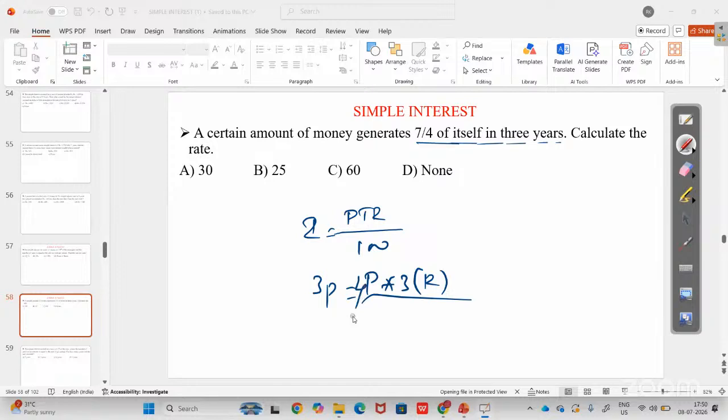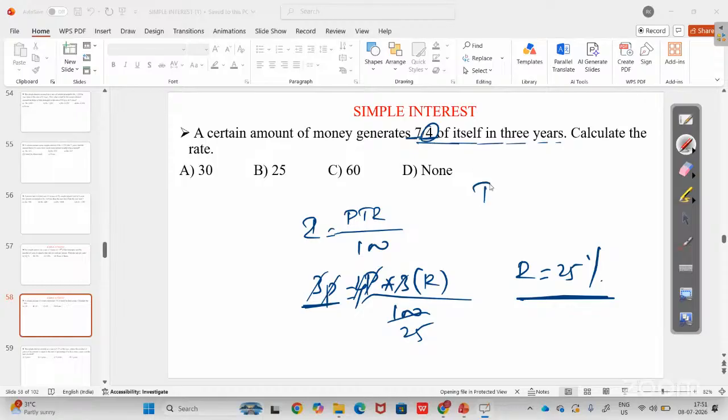Principal will be equal to, initially we are having 4 parts, interest I am getting 3, so 100. P is cancelled, 3 3 is also cancelled, 4 ones are 4, 25, where R equal to 25 percentage. So investing is 4 parts. I'm getting 7, in the sense interest will be equal to 3 parts out of 4.